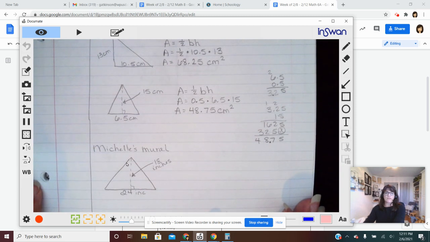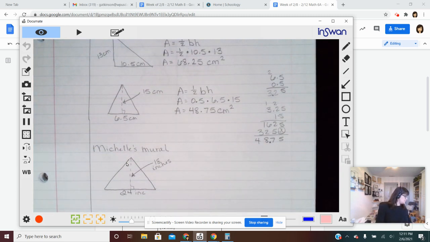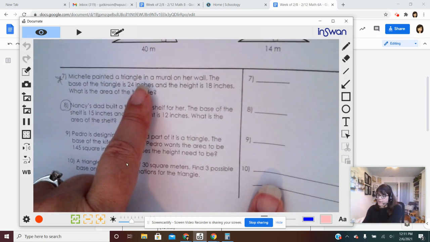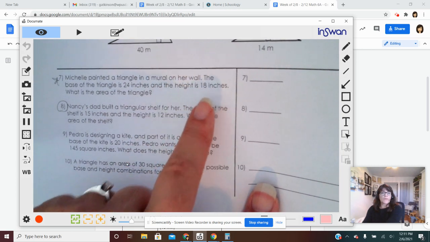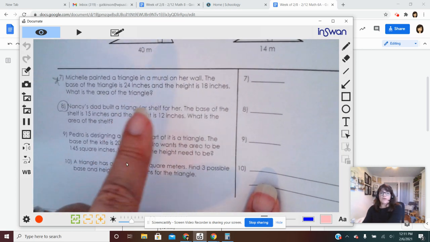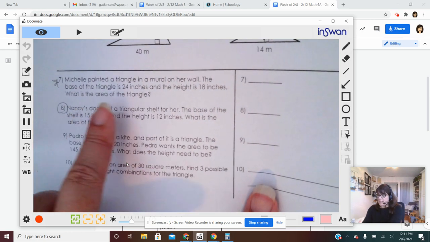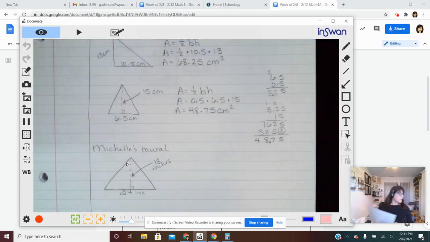Last one I want to do together, and this is on the handout. You're going to do one as well. I'm doing this one. Michelle painted a triangle in a mural on her wall. The base of the triangle is 24 inches, and the height is 18 inches. What is the area of the triangle? Now, this would be important because she has to buy paint to cover that area. And does she need to buy a whole gallon of paint, or just a little quart of paint, or just a little sample size of paint?